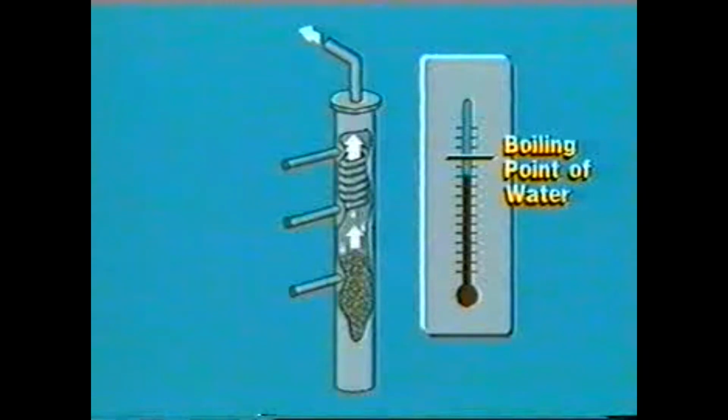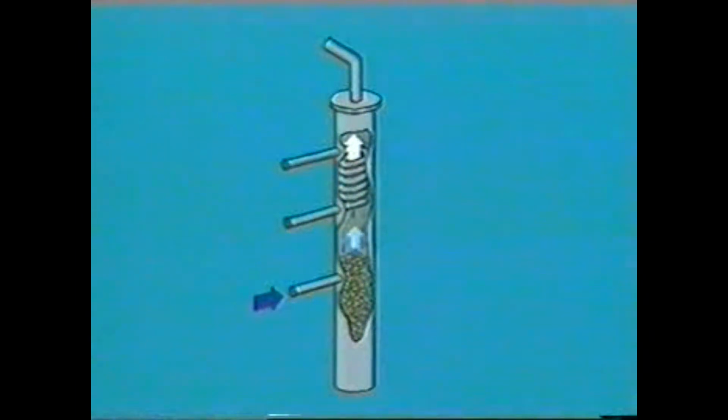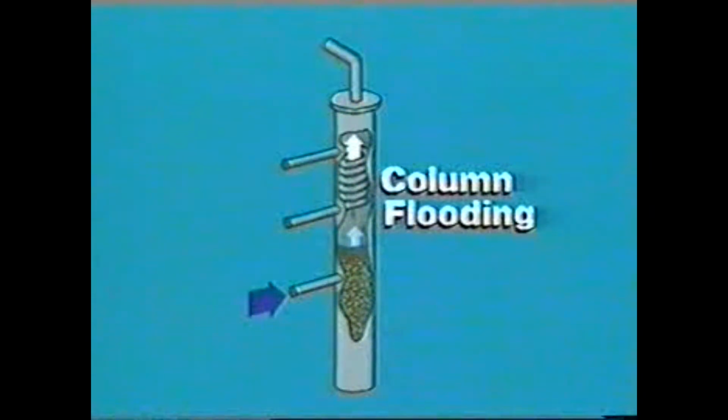If the still overhead temperature is below the boiling point of pure water, too much water will be condensed back into the glycol. This will cause both the reboiler heat requirements and fuel usage to increase. When the glycol flow rate exceeds maximum design limits, a condition known as column flooding occurs. Column flooding is when the still column fills with liquids.